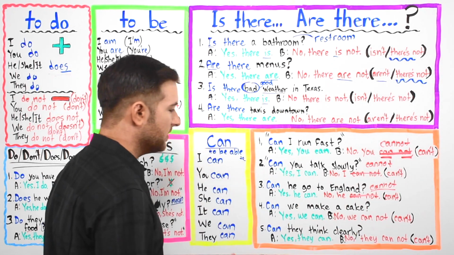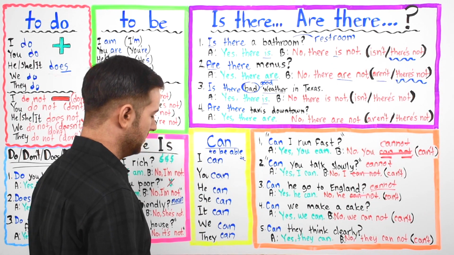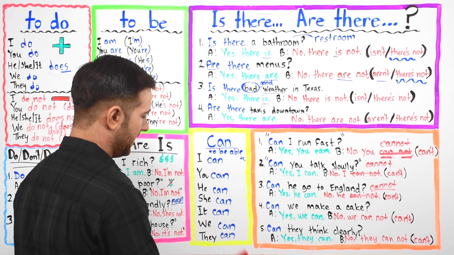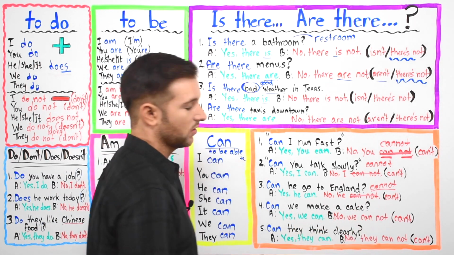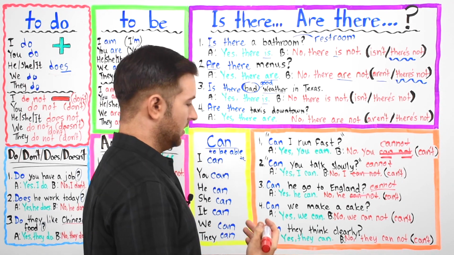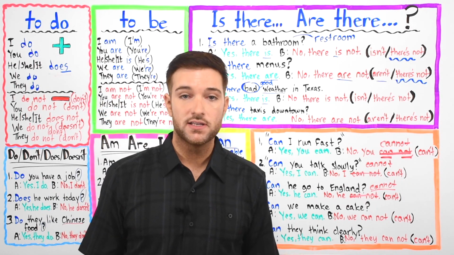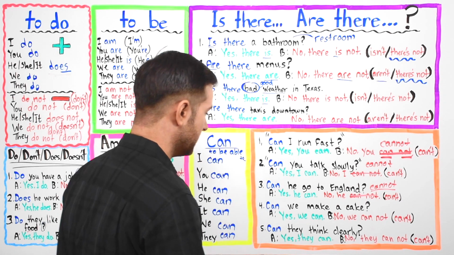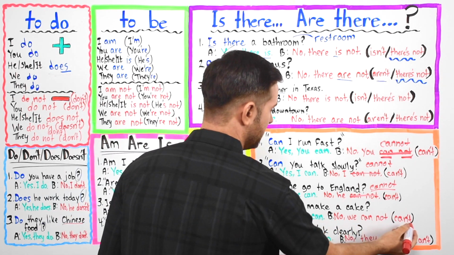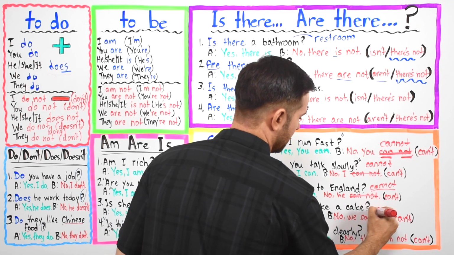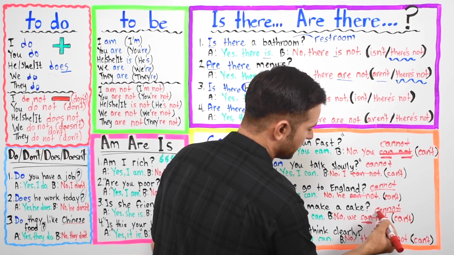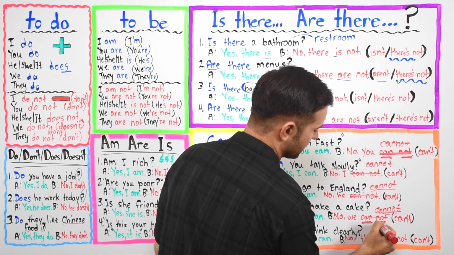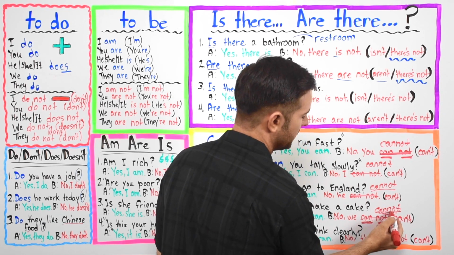Number 4, can we make a cake? Okay, so we have we can. Can we make a cake? Like a birthday cake or a wedding cake, or a cake is usually made for a celebration, right? So can we make a cake? Yes, we can, or no, we cannot, or no, we can't. Again, we'll put it in one word. Okay, so you can have one word right here, or you can have it in 2 words, okay? So 1, 2, or you can have 1.